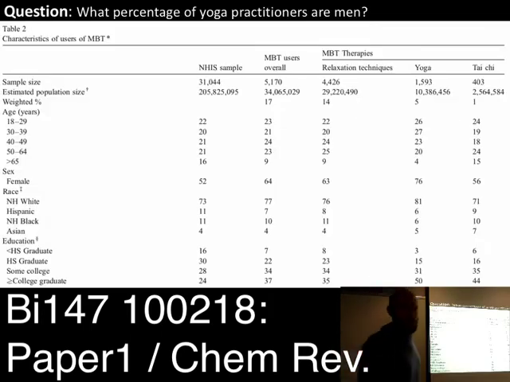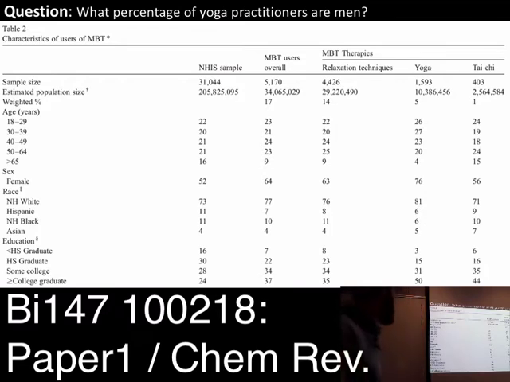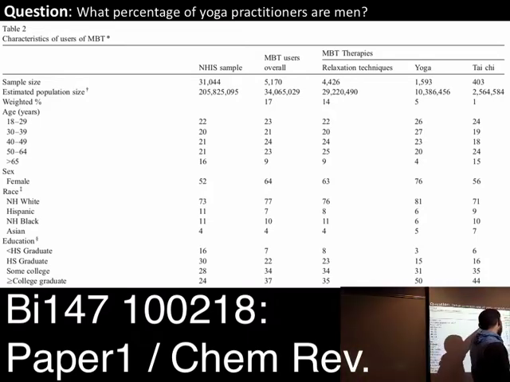So question: what percentage of yoga practitioners are men? Huh. Wow. Okay. What do we have here? Yoga. Well, here's the sample. So this is sample size. They must have sampled 31,000 people, extrapolated that to this estimated population, and of those 31,000 people, 5,000 were mind-body therapy, so some sort of mind-body yoga.